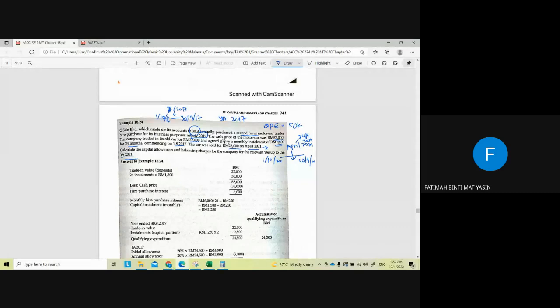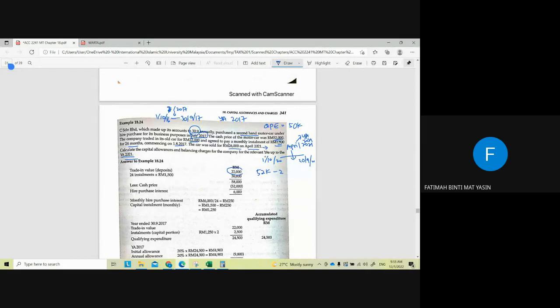Okay, so first one, what you need to know is that you need to calculate the installment payment without the interest. How to do that: the cash price for the car is 52,000. Then the company traded in its old car, whereby the company received 22,000. So the company paid for that, and this is considered as deposit.